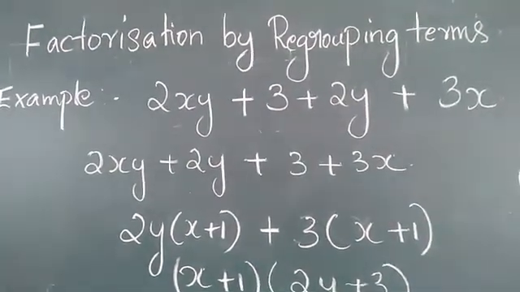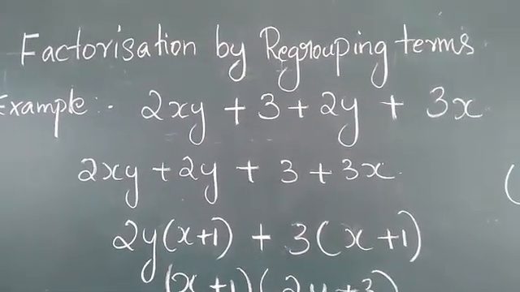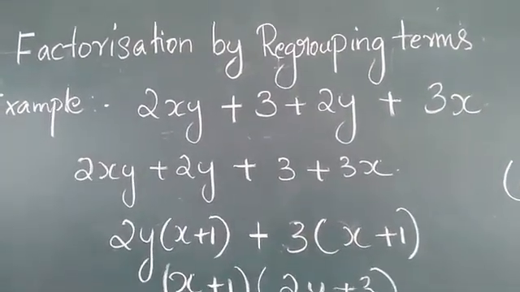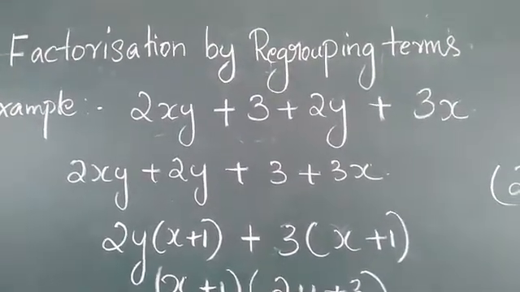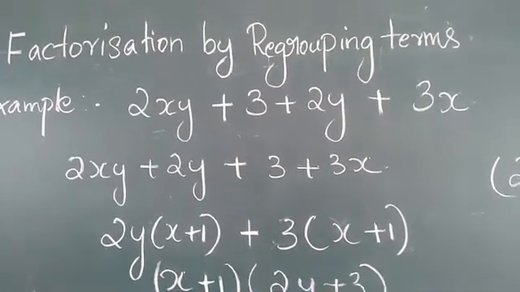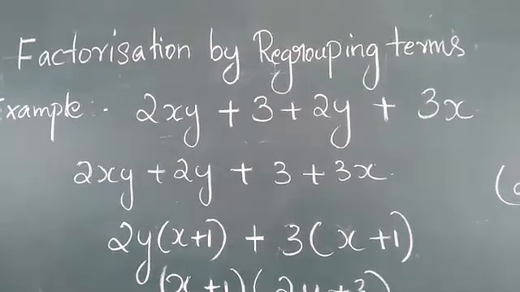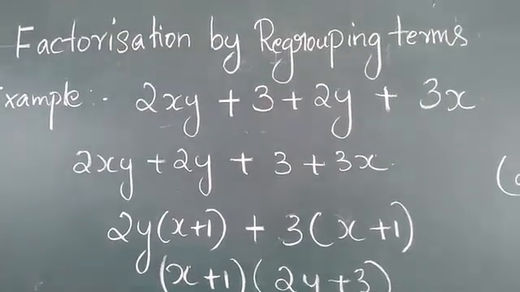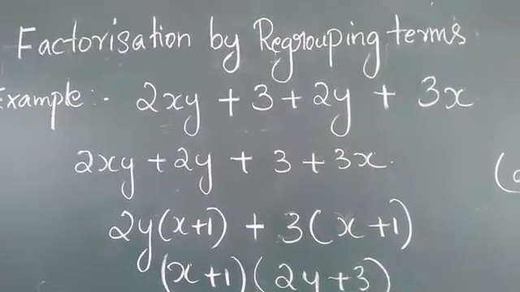The second method of factorization is by regrouping terms. In this method, we have to observe each term and the factors of the terms very well. Then we will get the idea of how we can regroup the terms.